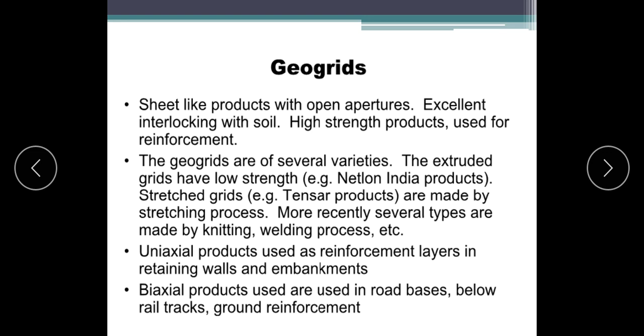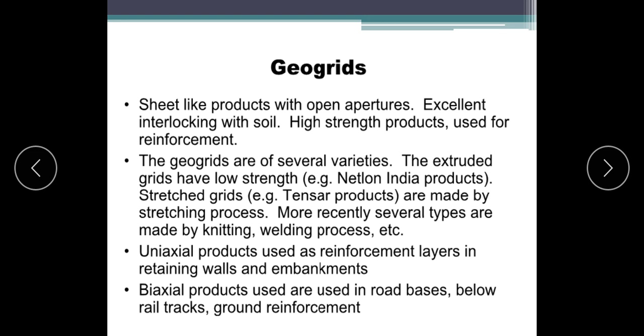Next we have geogrids. These are sheet-like products with open apertures. They have large open apertures which provide excellent interlocking with the soil when used along with the soil. These are high-strength products used for reinforcement. There are different varieties of geogrids, like extruded geogrids which have low strength, like Nelton India products, maybe stretched grids which have very high strength. More recently the types are made by a knitting process as well as a welding process, etc.